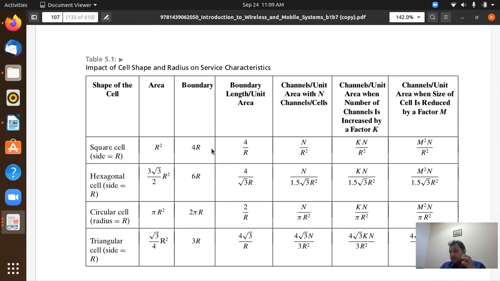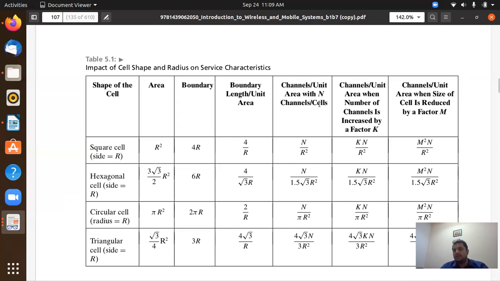All these parameters have certain importance further when we start discussing the technologies, that is, what is the boundary length per unit area. So your area is r square and the boundary length is 4r. So it is 4r divided by r square, that is 4 by r. So this is one parameter. Then what are the channels?